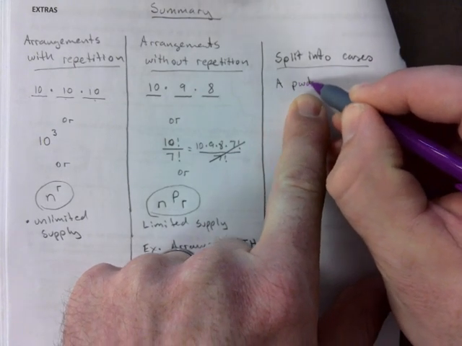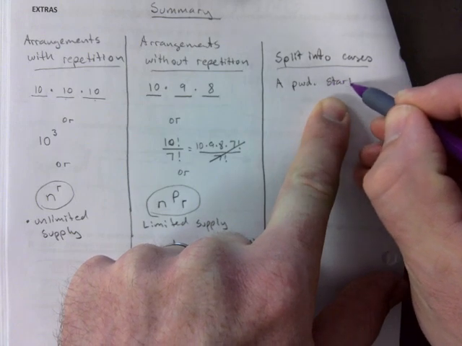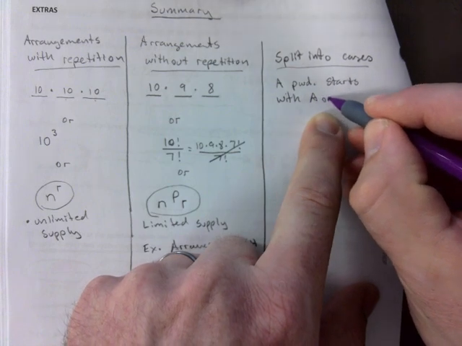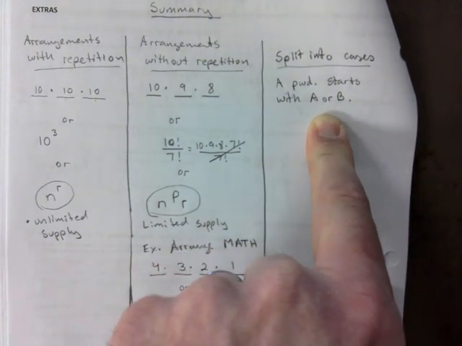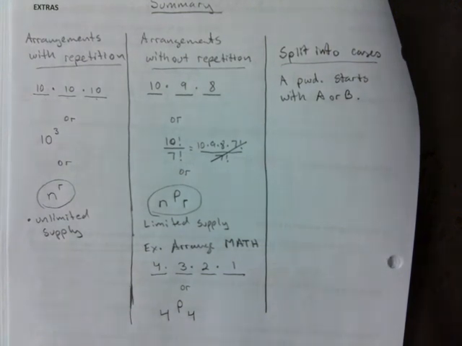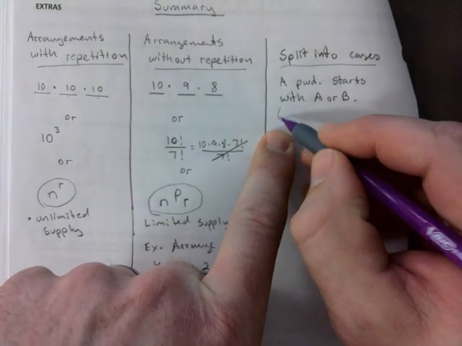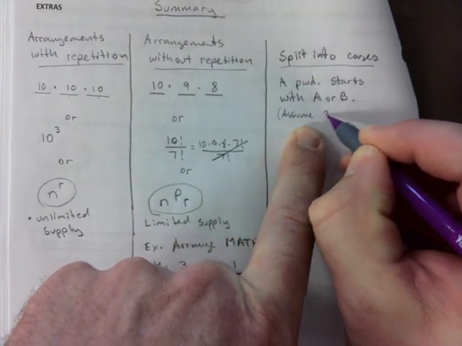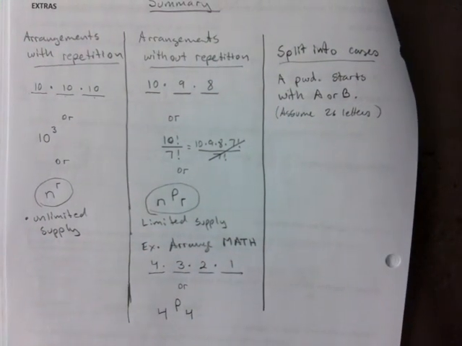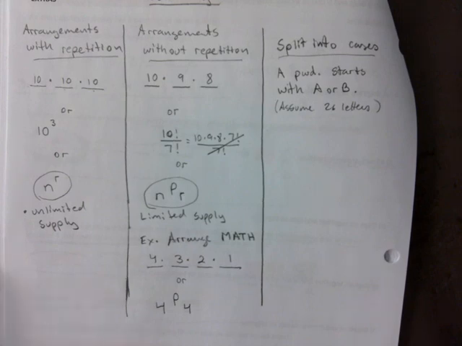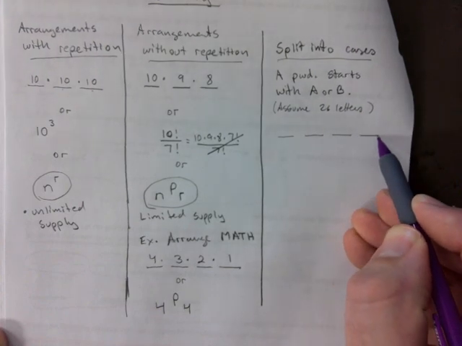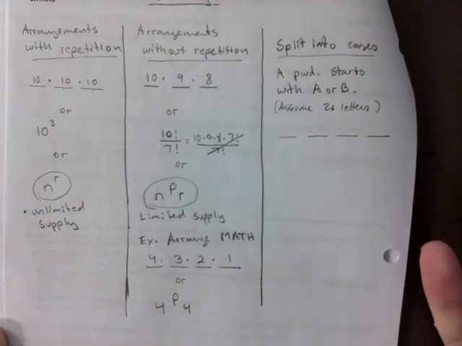A password starts with A or B. A password starts with A or B. How many ways can you, and obviously we're assuming letters, right? I'm going to say assume 26 letters. How could you solve that? Right? So let's assume our password has four slots to fill.